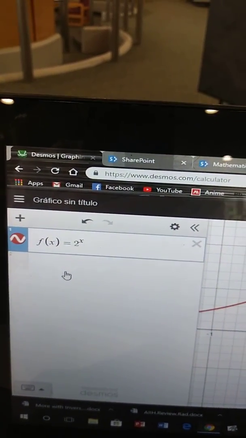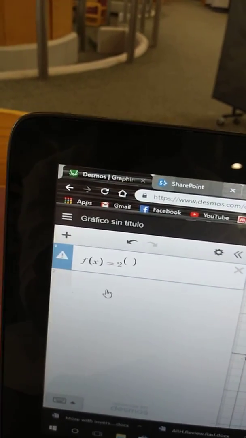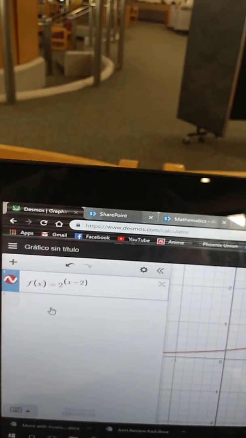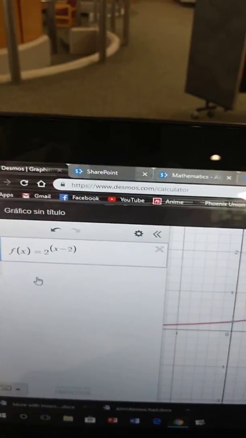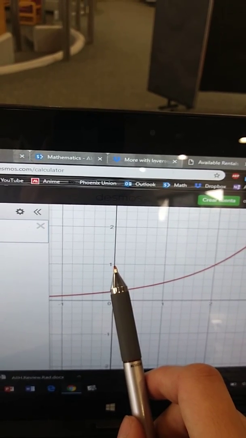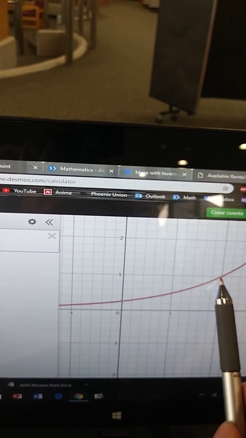On this one, you can edit the exponent to be in parentheses. It's still the same with or without parentheses. x minus 2. So that means that the graph shifted 2 units to the right. It's negative, so it shifted 2 units to the right. So again, the point used to be here. It shifted 2 to the right, 1, 2. And there you go.